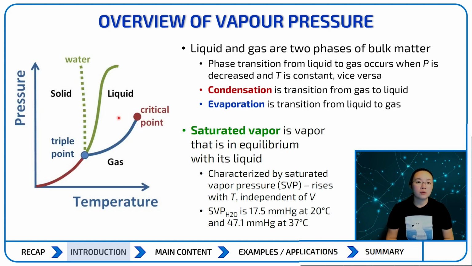Saturated vapor is vapor that's in equilibrium with its liquid. So in this case, just two points to go over. Saturated vapor is characterized by something called saturated vapor pressure. It's independent of volume and it rises with temperature. The saturated vapor pressure of water is 17.5 mmHg at 20 degrees and 47.1 mmHg at 37 degrees. So we present these values as known values that you can use for assignments in case you want to know what the saturated vapor pressure is at body temperature, which would be 37.